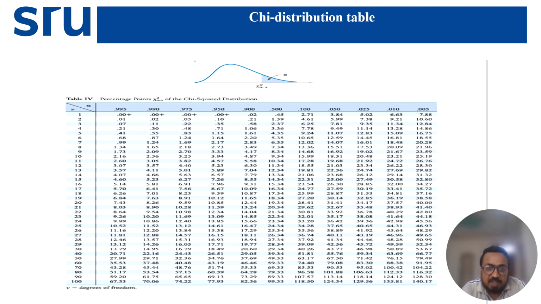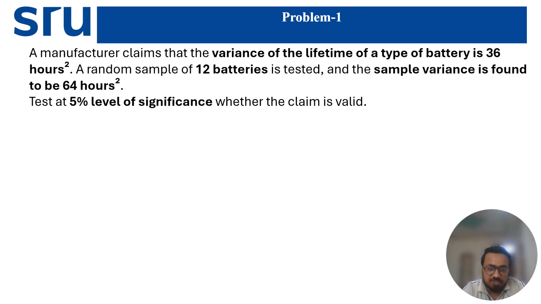And this is the chi-square distribution table. From here we will take the value. Now we discuss a problem based on hypothesis testing for the variance of a normal population. The first question: a manufacturer claims that the variance of the lifetime of a type of battery is 36 hours. A random sample of 12 batteries is tested and the sample variance is found to be 64 hours square. Test at the 5% level of significance whether the claim is valid.